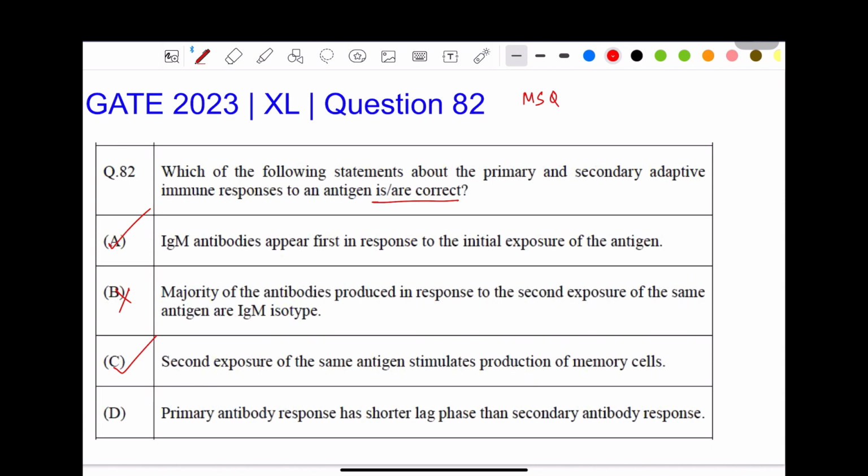And the last option: primary antibody response has shorter lag phase than secondary antibody response. Please read it carefully. But we know this is just the reverse, that the secondary antibody response has a shorter lag phase than the primary antibody response, right? So option D is also not correct. Therefore, the correct options here are A and C, right? So that's all. That is our answer. Thank you.